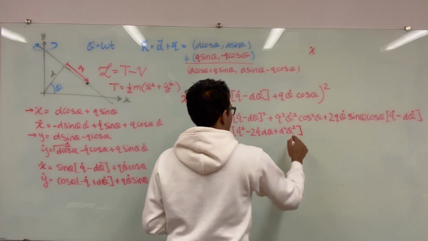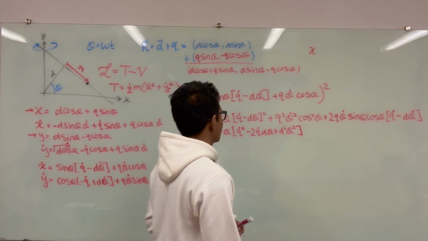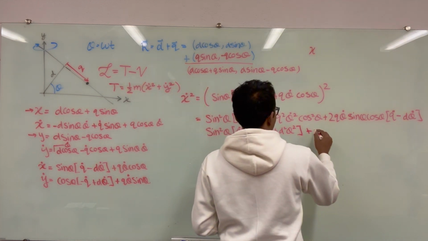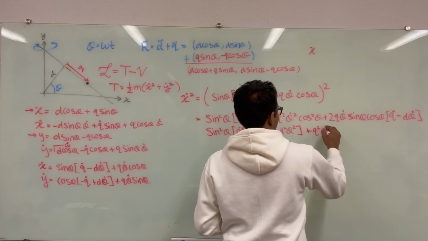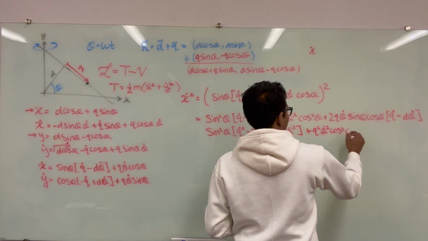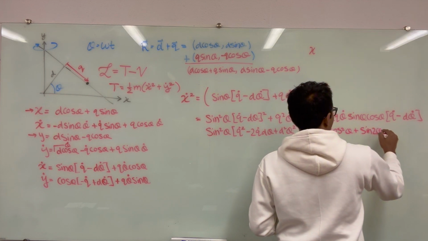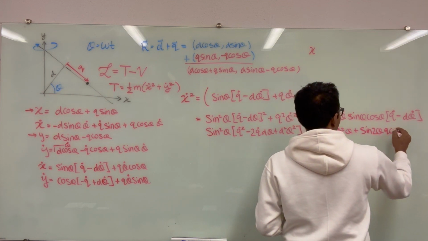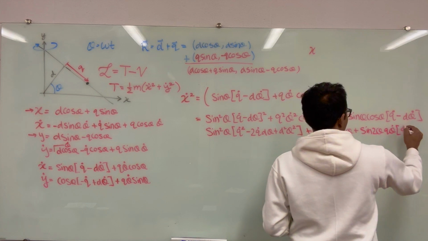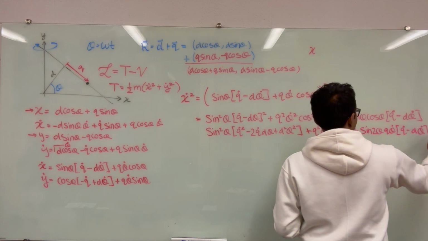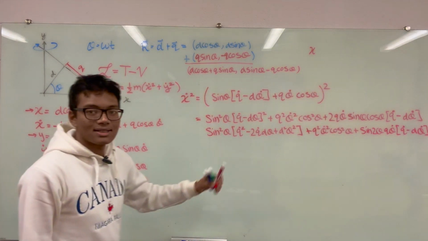Very easy to get your dots and undots mixed up here. Plus, let's see, q squared theta dot squared cosine squared theta, and 2 sine theta cosine theta is just sine 2 theta, q theta dot, q dot minus d theta dot. Very good. So this is x dot squared.